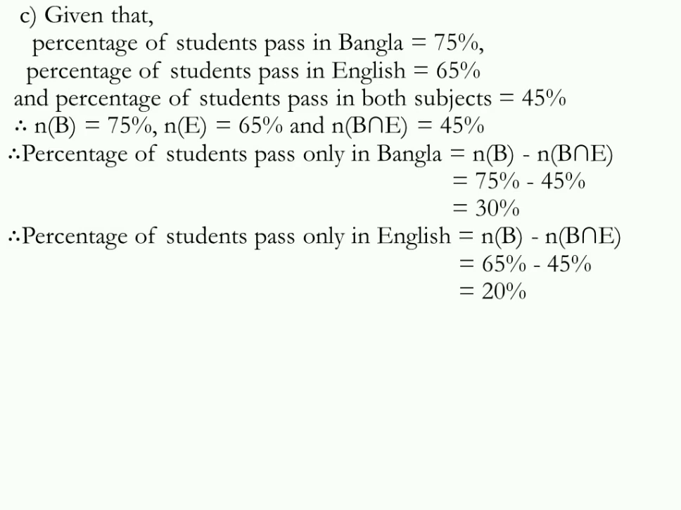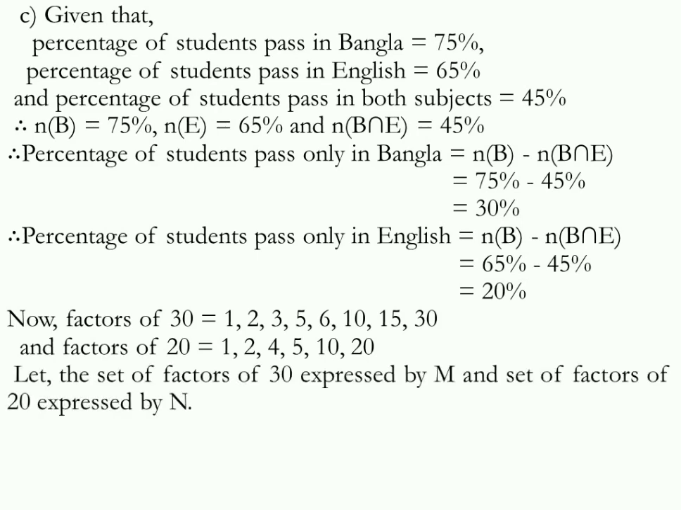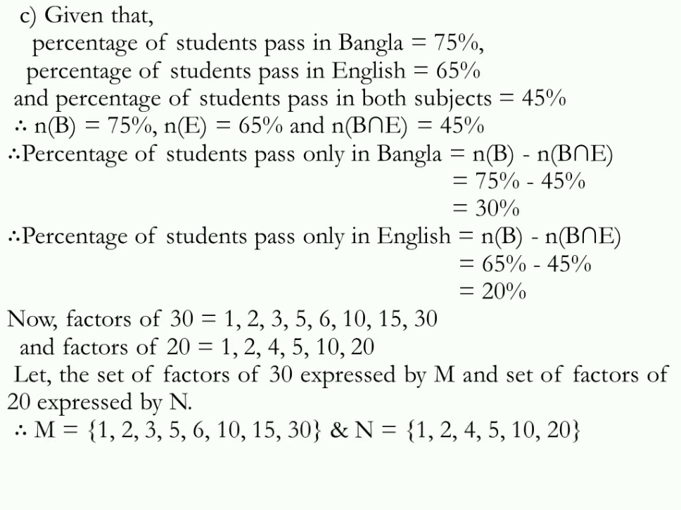Now there are two numbers, one number is 30 and another number is 20. Let us express the set of factors of 30 as M and the set of factors of 20 as N. Factors of 30 are 1, 2, 3, 5, 6, 10, 15, 30, and factors of 20 are 1, 2, 4, 5, 10, 20. That means M equals the set 1, 2, 3, 5, 6, 10, 15, 30, and N equals the set 1, 2, 4, 5, 10, 20.